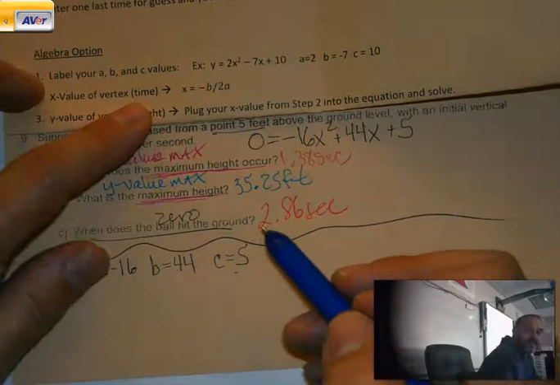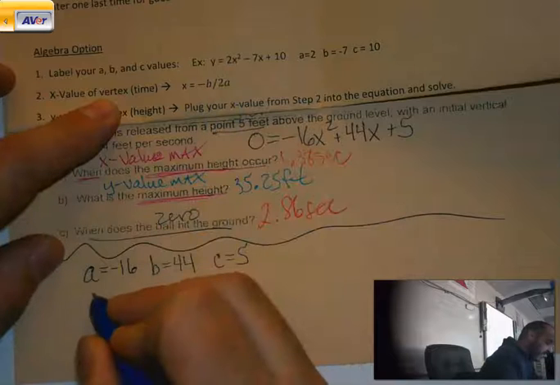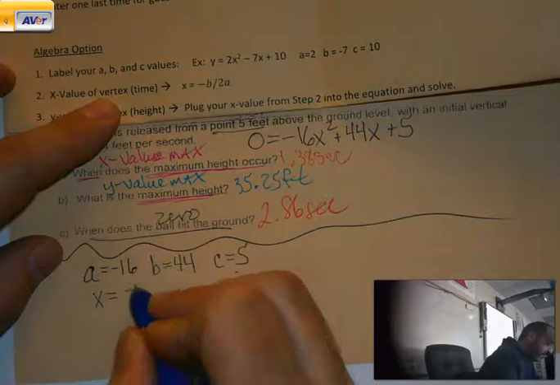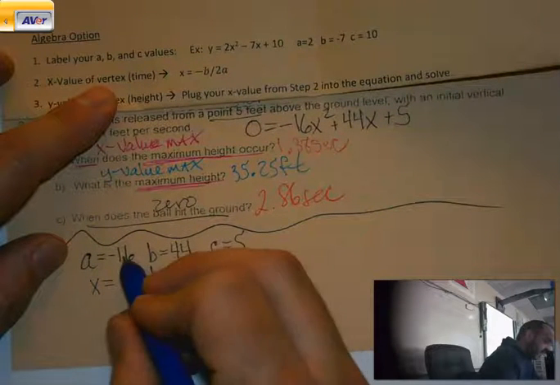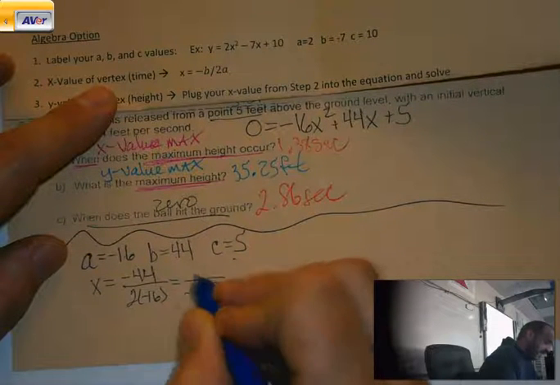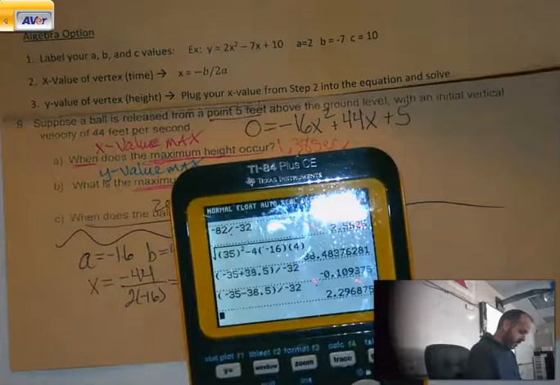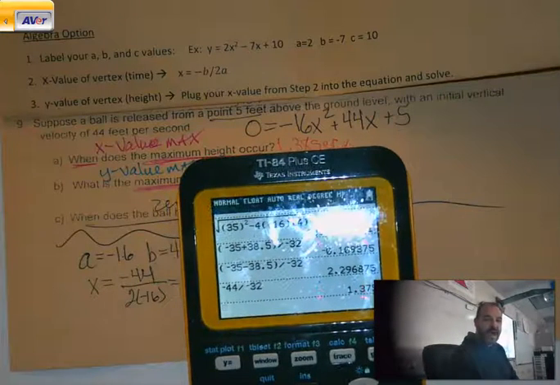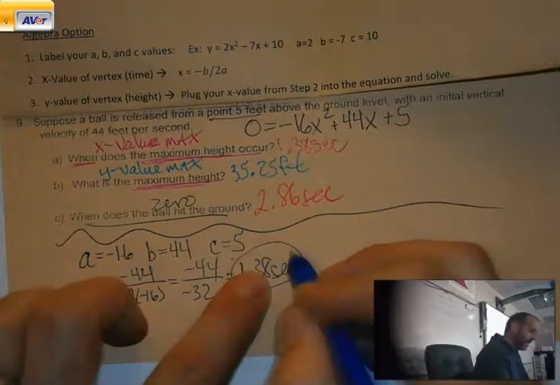Number in front of x squared, number in front of x, number on the end. Here's the good news on this one. This one's going to be short. To find the x value of your vertex to find out the time, you do the opposite of b. The opposite of 44 is negative 44 over 2 times a. 2 times negative 16 is negative 32, just like it has been all these other times. And watch the magic occur. Negative 44 divided by negative 32 is 1.375, which rounds to 1.38 seconds, just like it was up there.